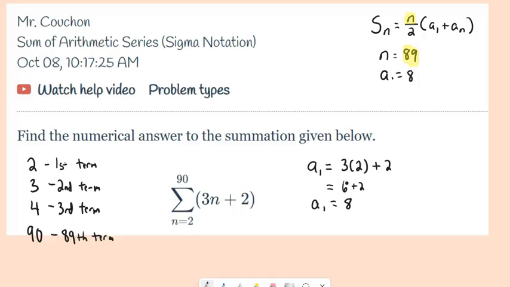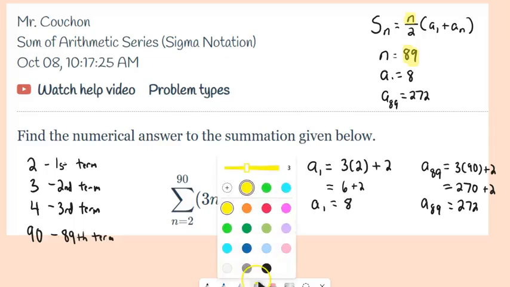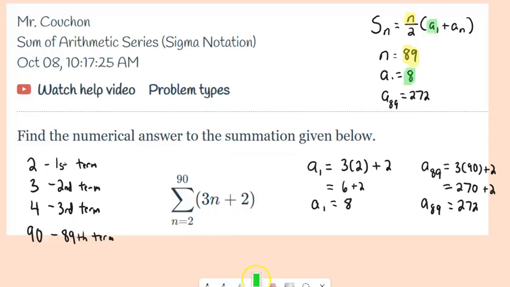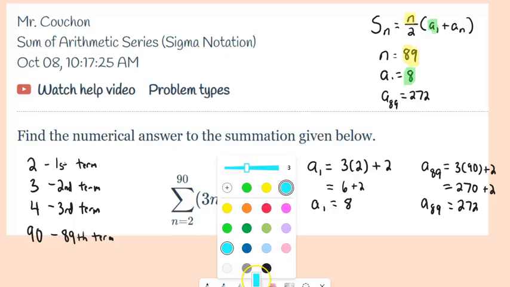Now we've got to go get the last term, which is the 89th term. Now to put in for a sub 89, the 89th term, we're going to be putting in 90. So that's going to be 3 times 90 plus 2. 3 times 90 is 270, plus 2. And a sub 89 then is going to be 272. So now we've got everything we need. We have the a sub 1 term, which is 8, and we've got the a sub 89th term, the last term here, which is 272.